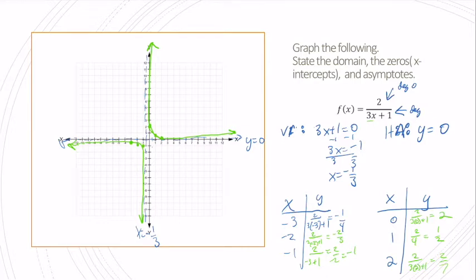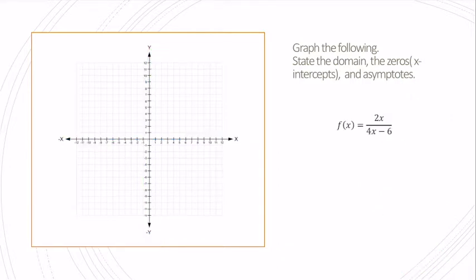So let's graph another example. I have 2x over 4x minus 6. So in order to find my vertical asymptote, I set my denominator equal to 0. So I've got 4x minus 6 equals 0. So 4x equals 6. So x equals 6 divided by 4, which is 3/2. We've found these before. The degree of my numerator is the same as the degree of my denominator. So I'm going to have a horizontal asymptote at y equals 2/4, which is a half, right?